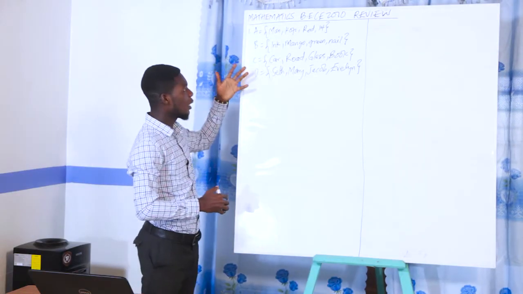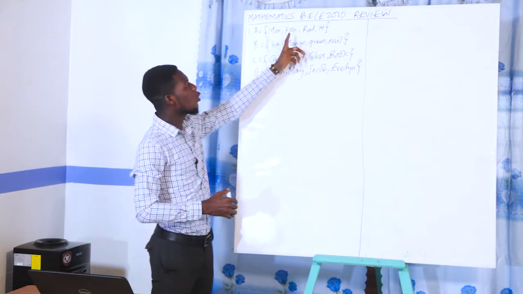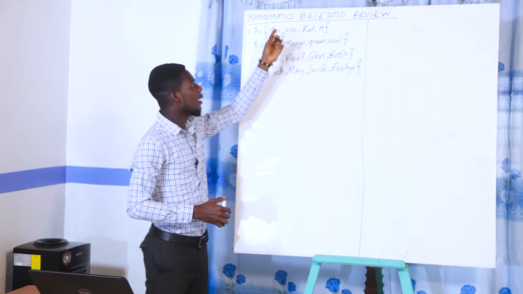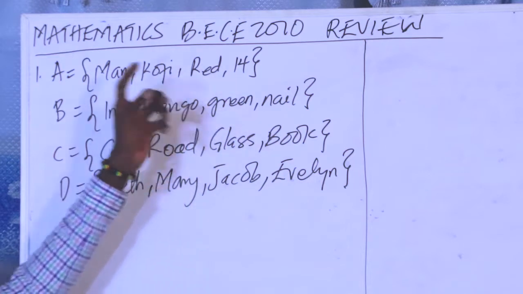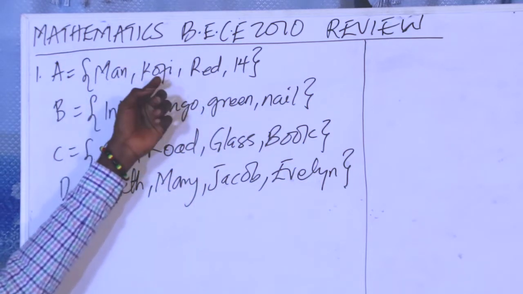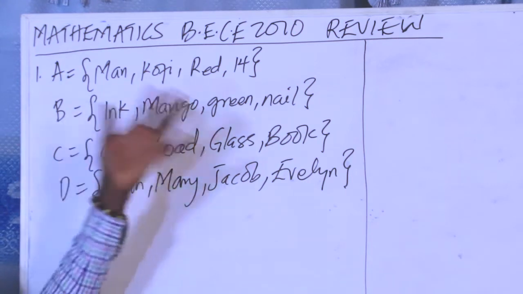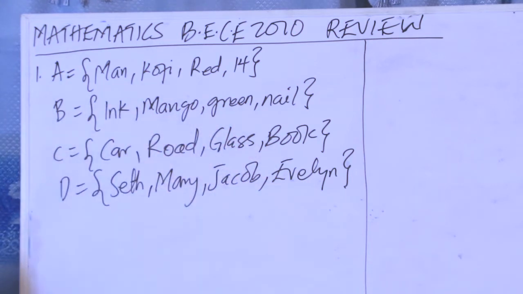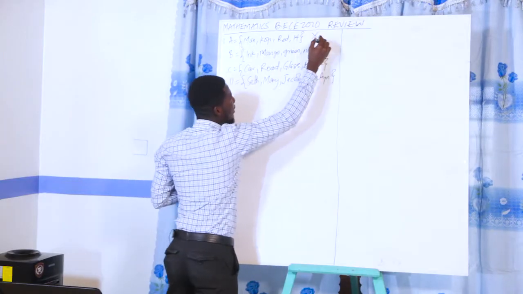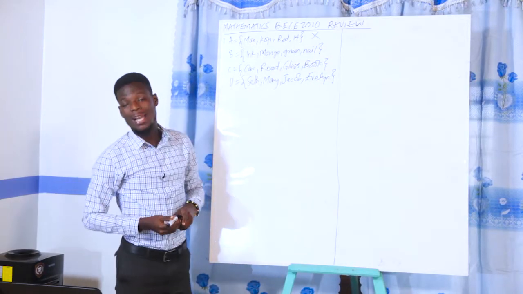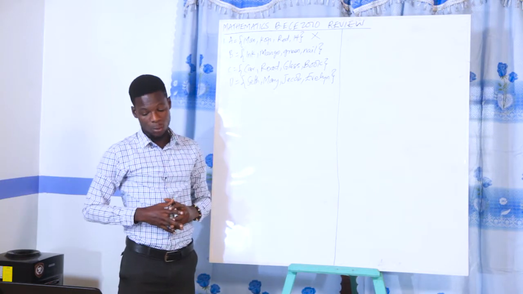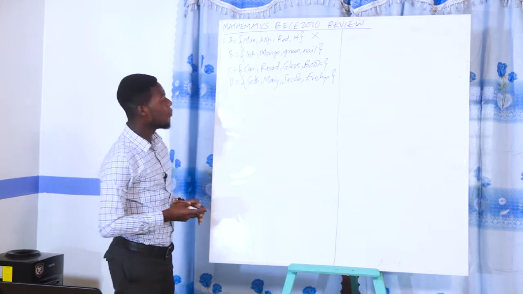All right, let's take the first one. Set A has members Man, Kofi, Red, 14. Now, Man is a common noun, Kofi is a proper noun, Red is a color, 14 is a number. They don't have any correlation. They are not linked in any way. Color is not linked with number or names in any way, which means that set A is not defined. So option A cannot be the answer, if you are following me with the questions. Let's look at option B.